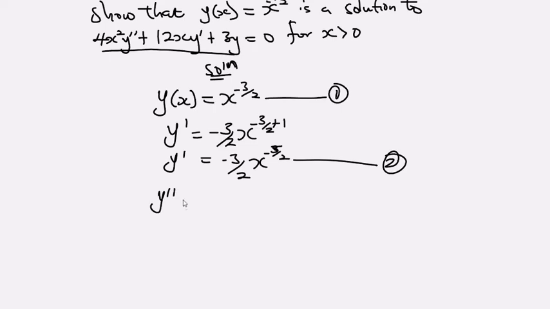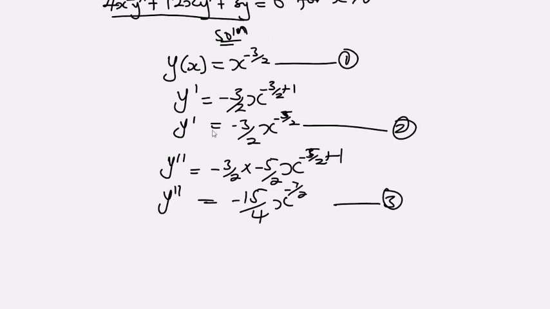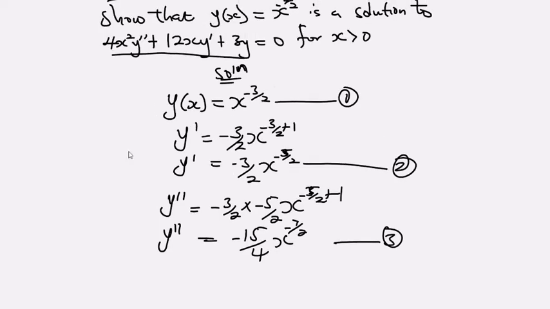Now let's determine our y prime prime from here. Now y prime prime equals, now we differentiate our y prime again, so we're going to have negative 3 on 2 times negative 5 on 2 x exponent negative 5 on 2 plus 1. So this gives us negative 15 on 4 x exponent negative 7 on 2. So this is our y prime prime. Let's call this one equation 3. So the next thing to do here is to substitute our equation 1, equation 2, and equation 3 into our ordinary differential equation here.